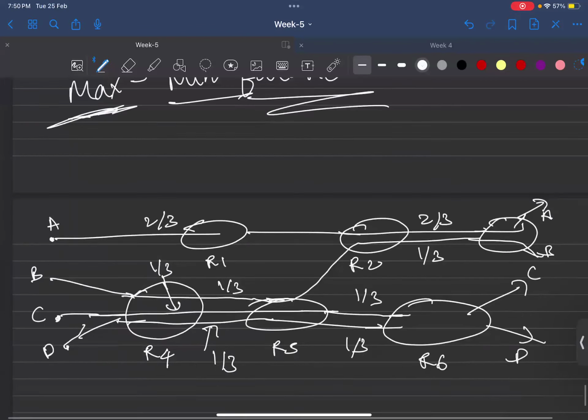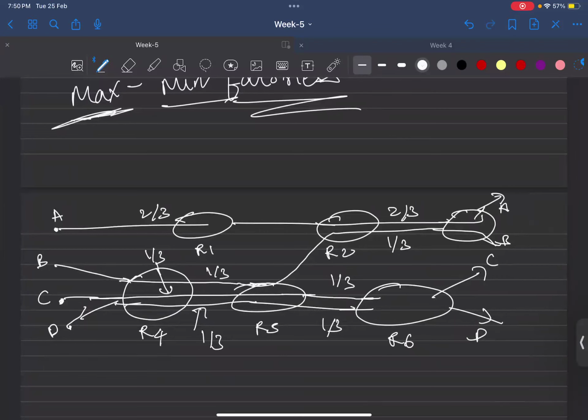Yes, can someone explain me? Come on, come on. Yes, someone you were explaining. Can you explain me this diagram?